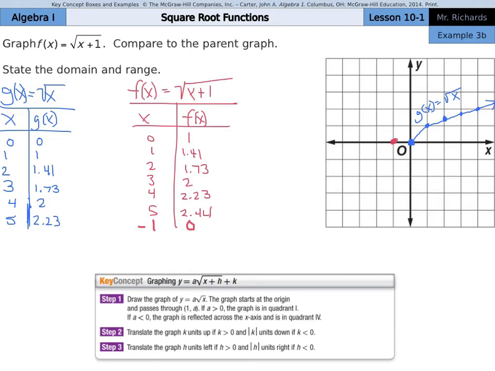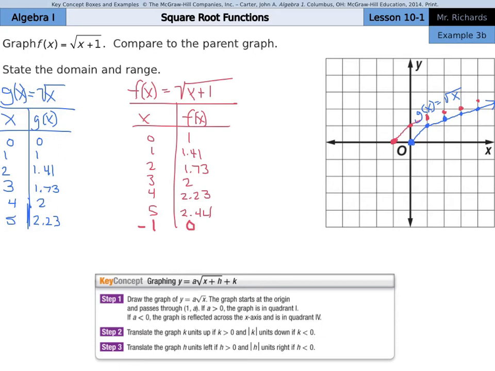And then 0, 1. And then 1, 1.41. 2, 1.73. 3, 2. 4, 2.23. And we'll just stop there. You could graph the 5, 2.44 as well.